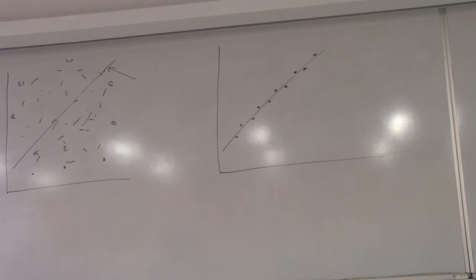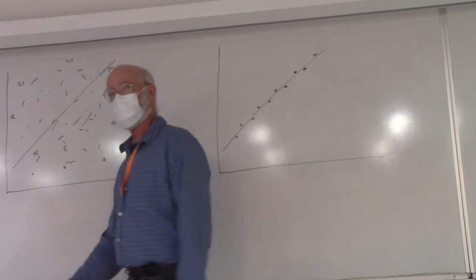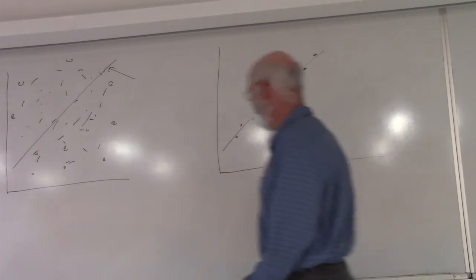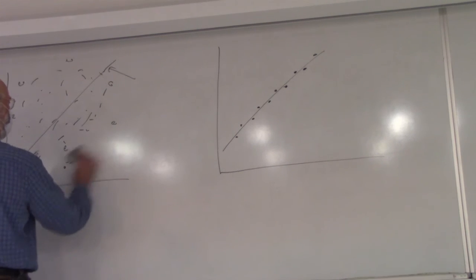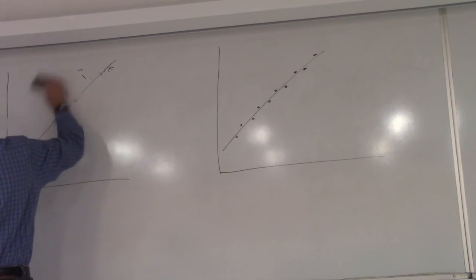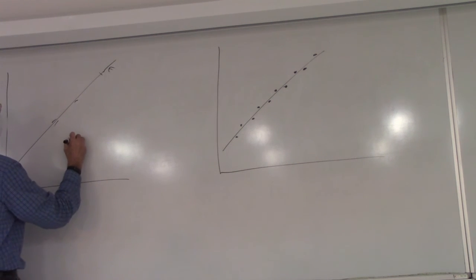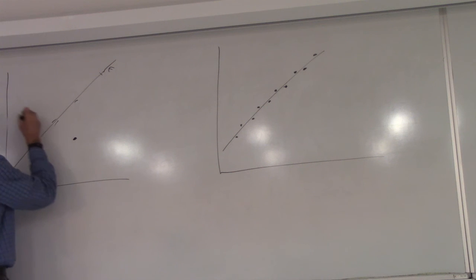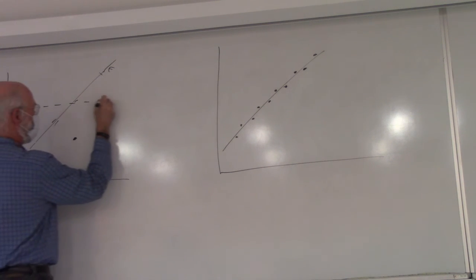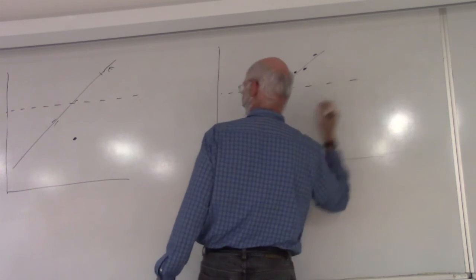So, let's look at those two scenarios, okay? Both of them you derive by the method of least squares. One of them looks awesome, the other one looks like junk. How can we describe that? So let's do two things. Let's put that line in again. We've seen that one before.